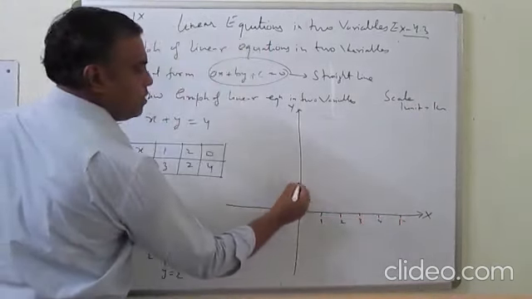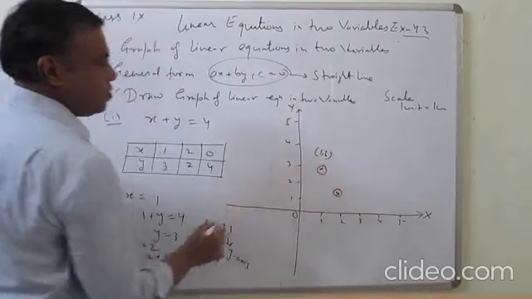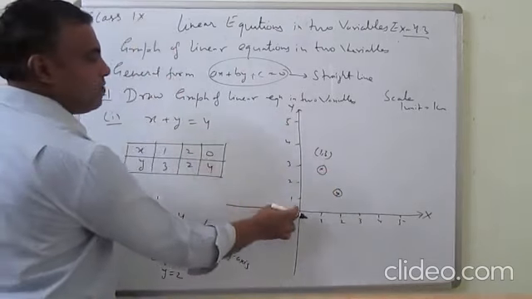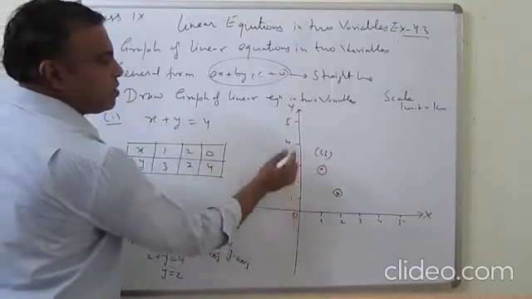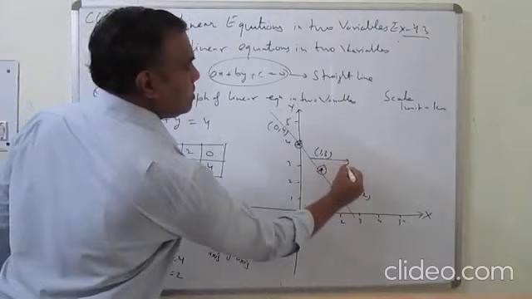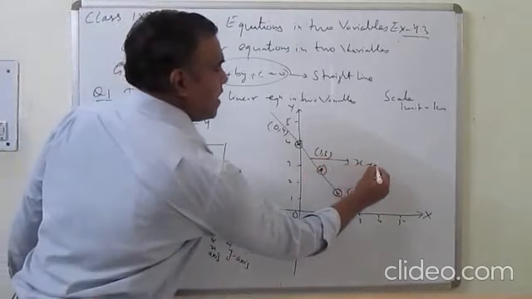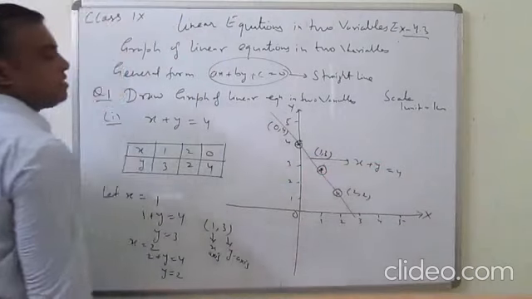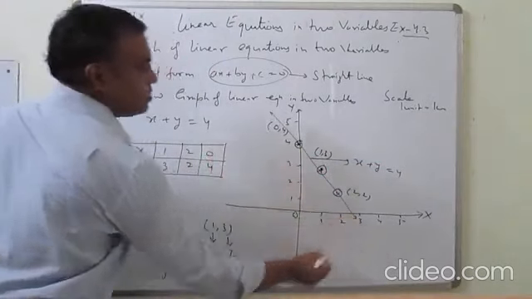So first we take 1 on the x-axis, and y is 3, this is 3. So 1 comma 3 is this point. Now you can take 2 comma 2, this is 2 and this is 2. Now you take x is equal to 0 and y is equal to 4. This is 0 comma 4 and this is 2 comma 2. Now join these points. This is a straight line and this is the graph of x plus y is equal to 4. It extends in both directions.